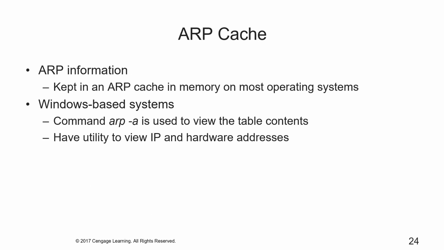With the ARP cache, ARP information is kept in an ARP cache in memory on most operating systems. On Windows-based systems, you can use arp -a to view the table contents, and it gives you a utility to view the IP and the hardware addresses. You can make changes to the ARP cache in the Windows registry. Now, there's always the warning that making changes to the registry isn't for the faint of heart, as you could corrupt your Windows registry, lose data, etc., but this is something that you can do if you want to play with it at home on your Windows-based machine.